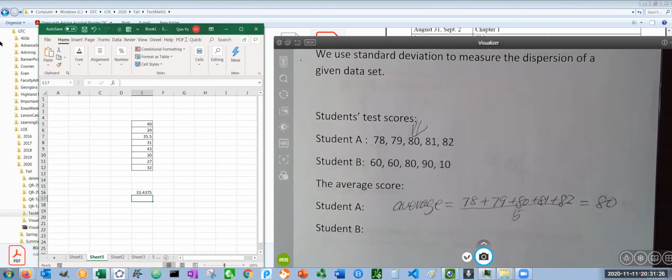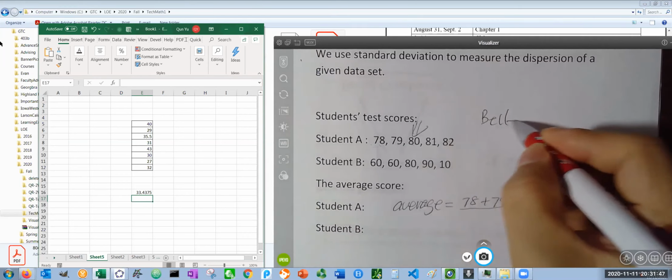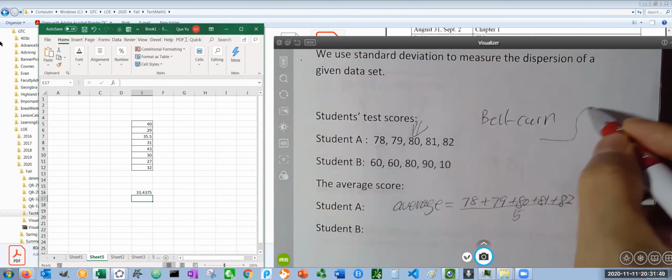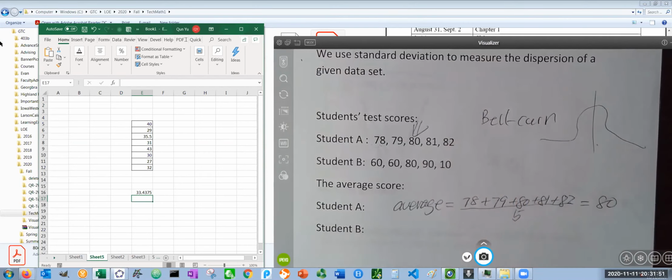But how do you know if a data set is symmetric or not? That's a critical question, right? Now, here's a beautiful part. For most events in real life, as long as you have enough numbers, the distribution of those numbers will be a bell curve. And I guess most of you have heard of that. That means what? Symmetric. It's symmetric.